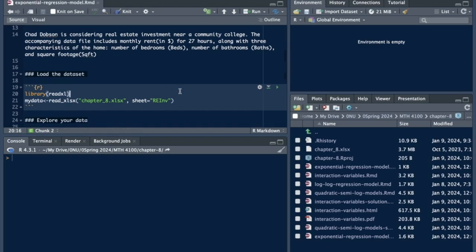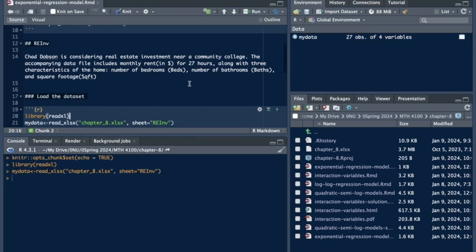So first, we're going to call the data. Let's read the scenario first. We have real estate people. Chad is considering real estate investment near a community college. The data includes monthly rent in dollars for 27 houses, along with 3 characteristics of the home: number of bedrooms, number of baths, and square foot. So let's look at the data. It says hours here, but it's strange, it should be 27 houses, not hours.